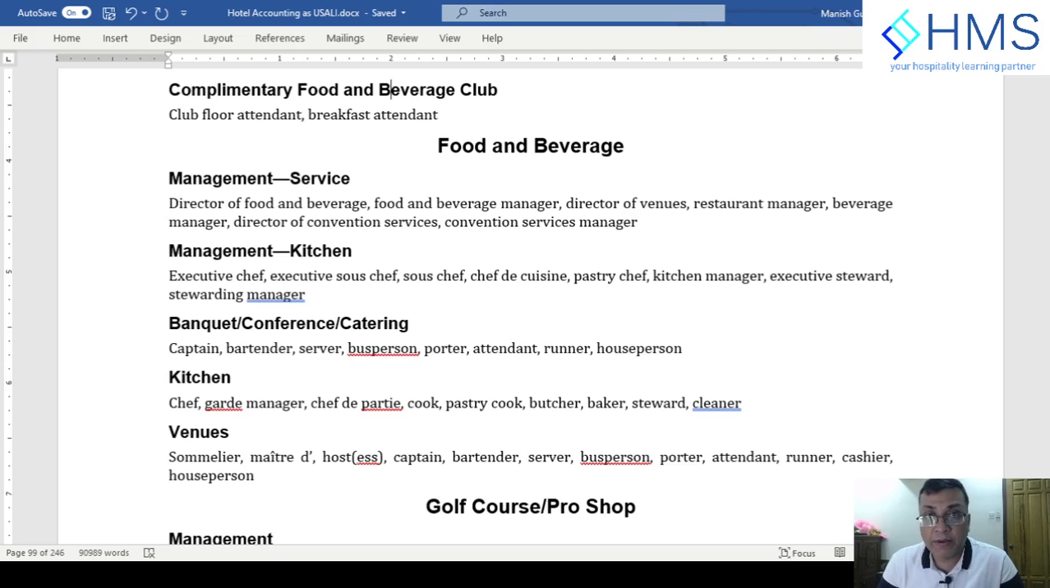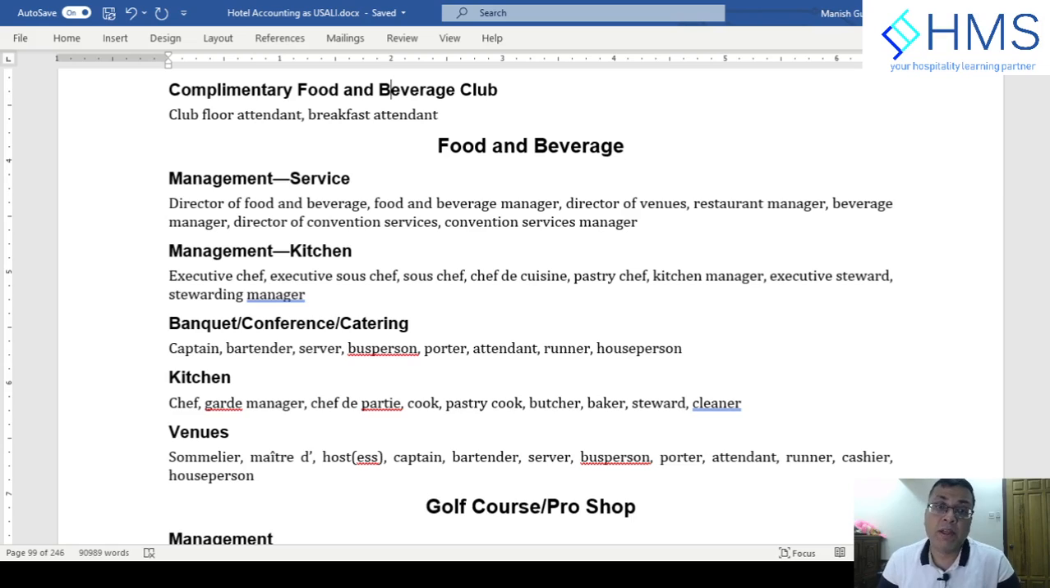On the kitchen side, it will include executive chef, executive sous chef, chef de cuisine, pastry manager, pastry chef, kitchen manager, executive steward, and the stewarding manager. So mostly the managerial positions are included in the management.